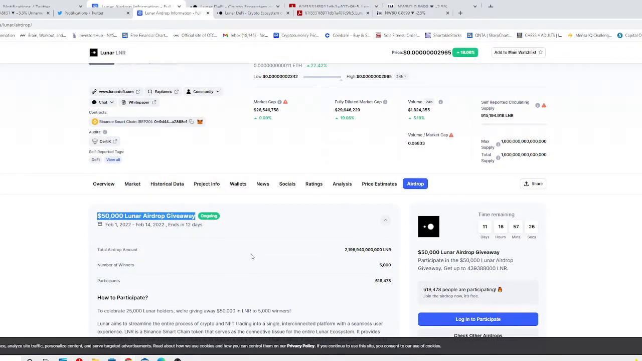Now, moving forward, the 50,000 Lunar Airdrop giveaway. It started on the 1st, yesterday, until the 14th, 12 days. Now, this is what I wanna clarify.